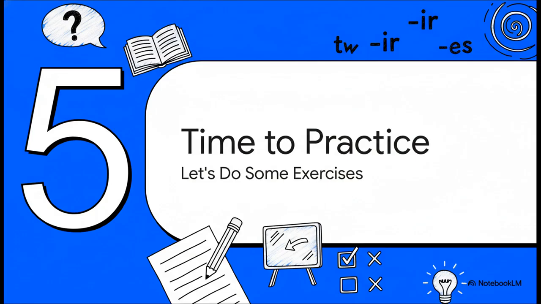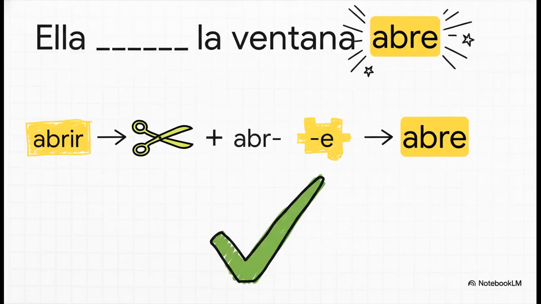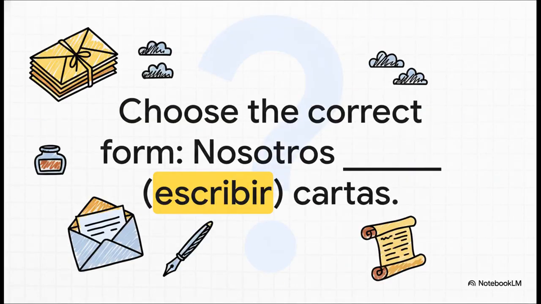Let's put this knowledge into practice. Okay, first challenge. The verb is abrir, to open. How would you complete the sentence? She opens the window. Ella, blank, la ventana. The subject is ella, so what's the ending going to be? And the answer is abre. Perfect. You take abrir, drop the IR to get the stem ab, and then you just add the E ending for ella. Ella abre la ventana. You got it. Okay, let's try another one.